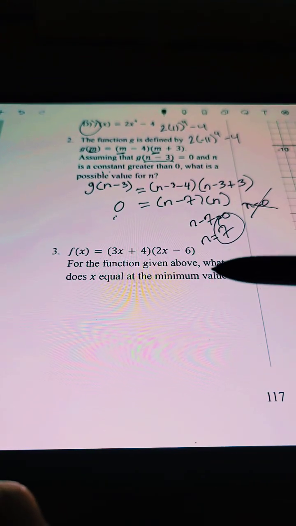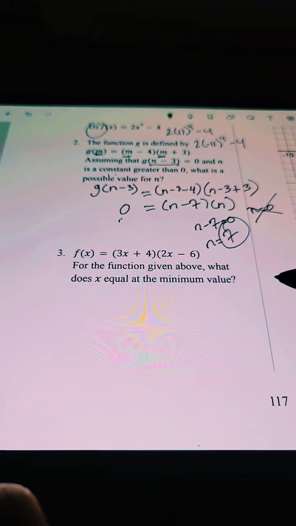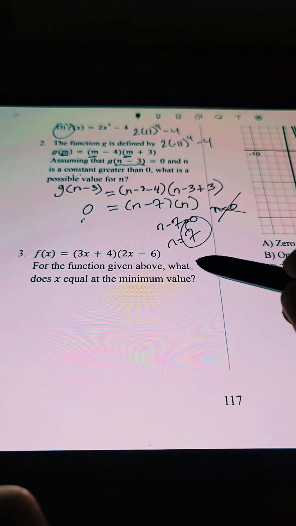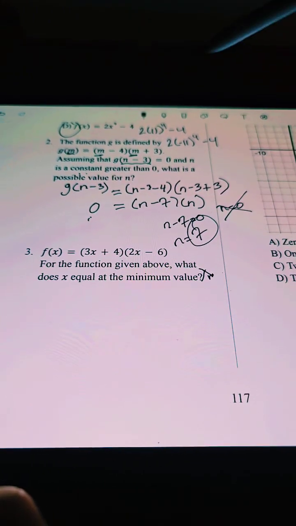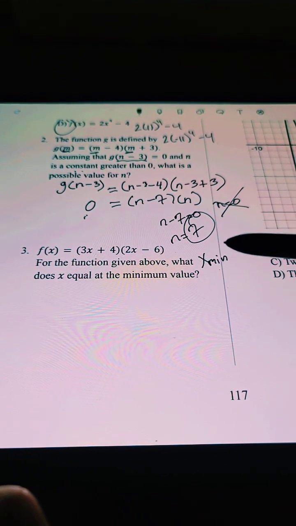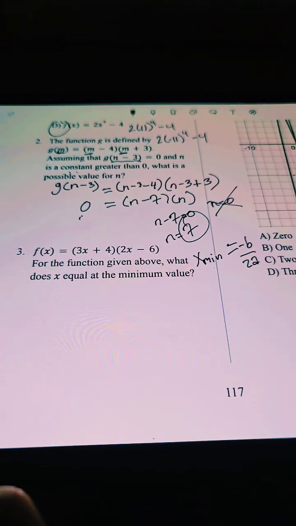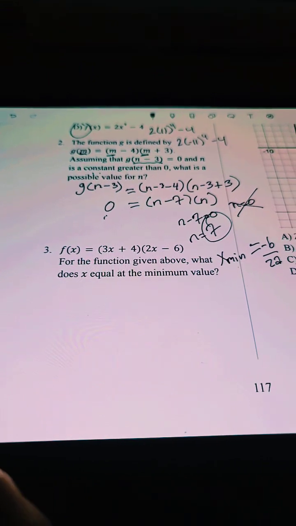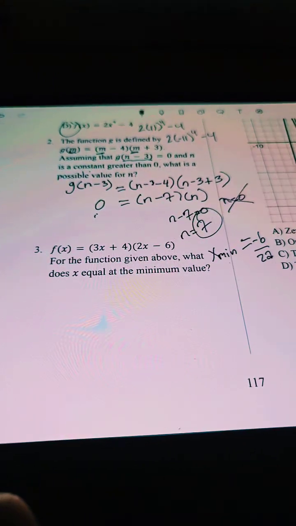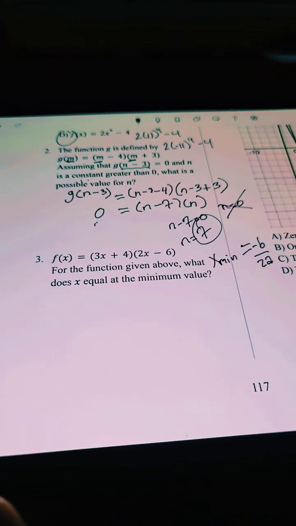So let's keep going to number 3. We have f of x is equal to all of this, and we want to find what x equals at the minimum value. Another way of thinking about this that you're probably more familiar with is the formula where x min, or x max, in this case it's a min, is equal to negative b over 2a. When you're looking at a parabola or quadratic, same thing. So if we want to find the x min, which is what it's asking, we have to figure out what b and a are and then plug them into that formula.